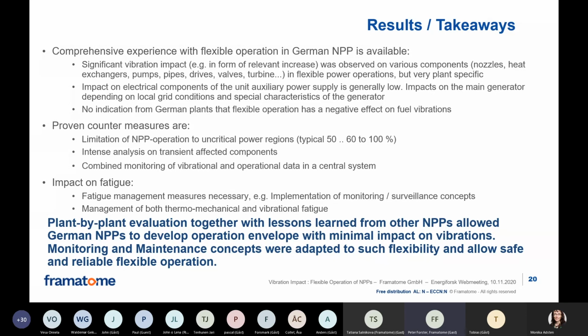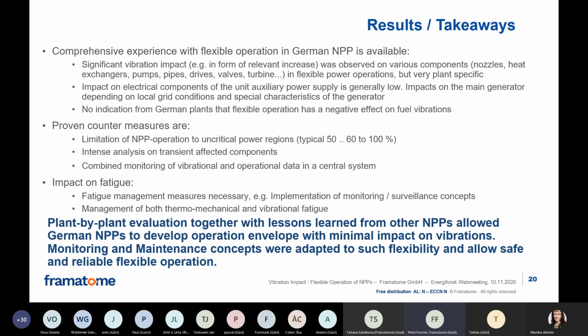So the main conclusion: plant by plant evaluation, together with lessons learned from the power plants, allowed German NPPs to develop an operation envelope with minimal impact on vibrations. Monitoring and maintenance concepts were adapted to such flexibility and allow a safe, reliable, flexible operation. That is the current outcome of these interviews.